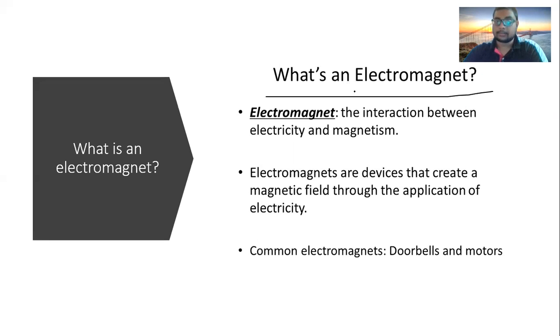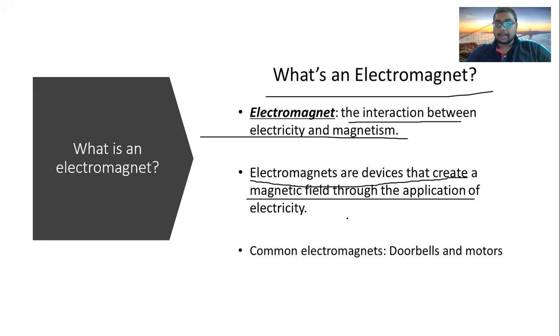What is an electromagnet? The interaction between electricity and magnetism is called electromagnetism. Electromagnets are devices that create a magnetic field through the application of electricity. What are electromagnets? Electromagnets are devices that create a magnetic field through the application of electricity.